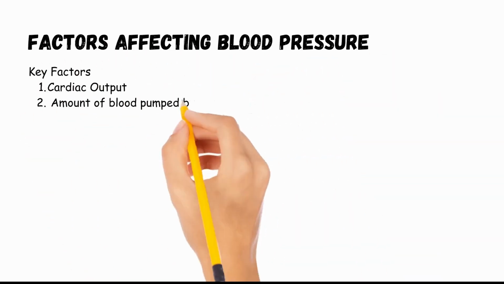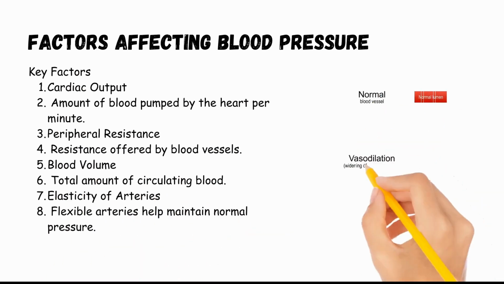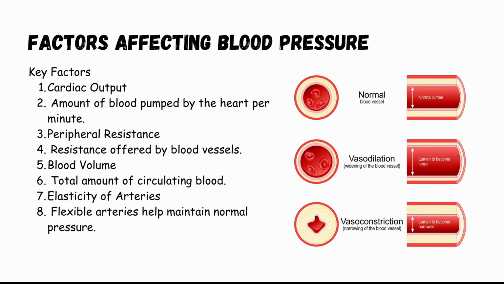Several factors influence blood pressure. The first factor is cardiac output, which refers to the amount of blood the heart pumps per minute. When the heart pumps more blood, the pressure in the arteries increases. The second factor is peripheral resistance. Peripheral resistance is the resistance offered by the blood vessels to blood flow. When blood vessels become narrower, resistance increases and blood pressure rises.